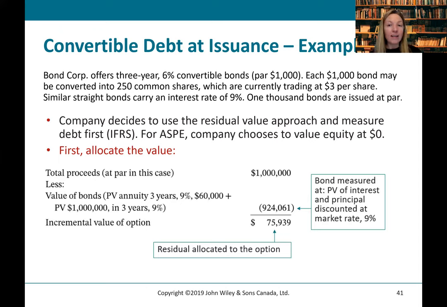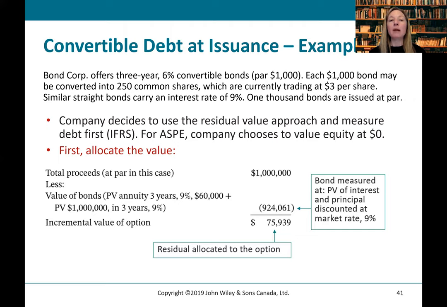And what is our I going to be? That's a great question. It says that it's a 6% bond, but make sure that you're looking at the last sentence of the question where it says similar straight bonds carry an interest rate of 9%. We need to use the market rate as the I, so we're going to use that 9%. If you put in N of 3, I of 9, future value 1,000,000 and payment of 60,000, and then compute present value, we should get to 924,061. So that's going to be the value of the debt.